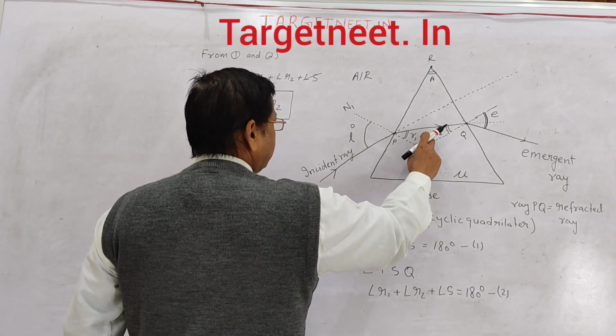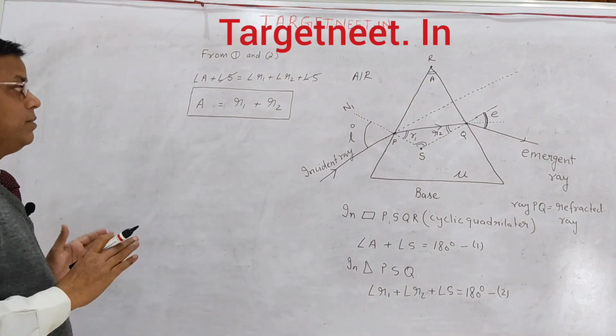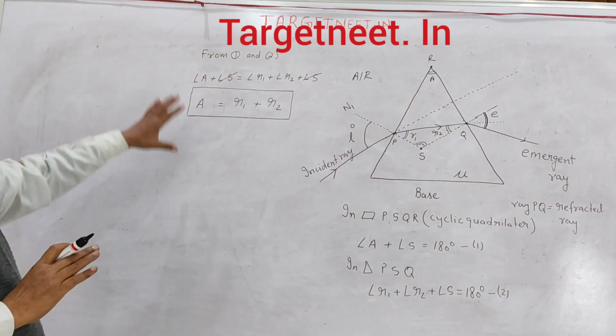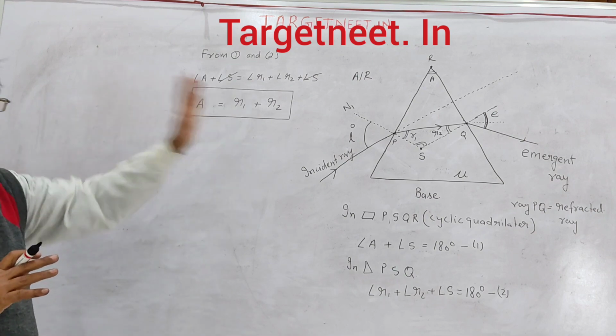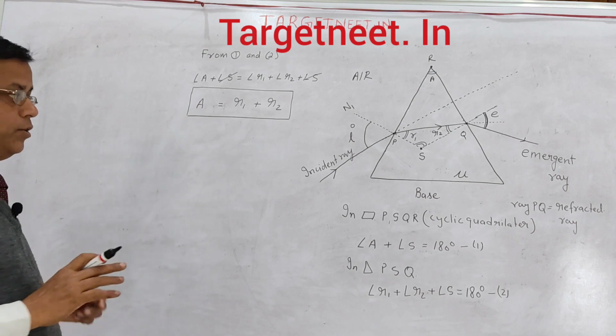This angle plus this angle is equal to this angle. Angle R1 plus angle R2 is equal to angle A, and this comes from simple geometry. I have used 9th standard geometry, you know.